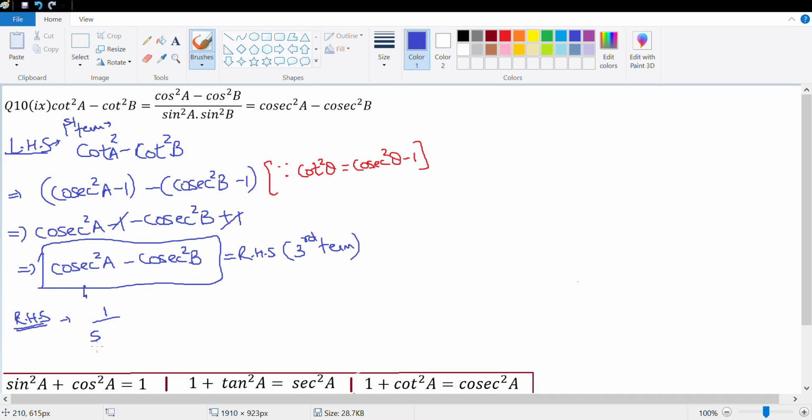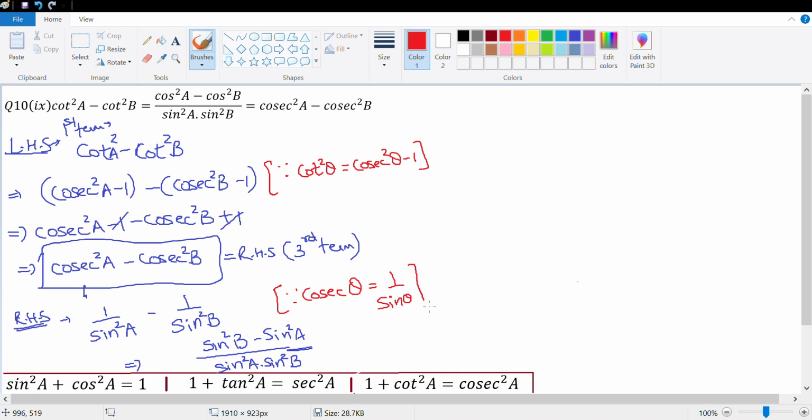Here, this would be 1 upon sine square A minus 1 upon sine square B. Let's take LCM. The LCM would be sine square A dot sine square B. I think I've already got my denominator. Let's see how do I get my numerator. So when I've taken the LCM, this would become sine square B minus sine square A. One reason which is since cosec theta is equal to 1 upon sine theta. Done. Next would be, let's move from here and see how does it give us the answer.